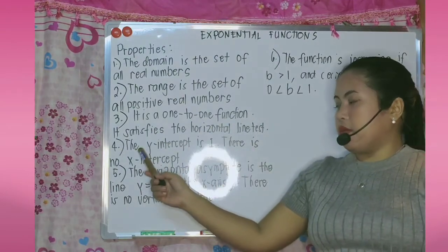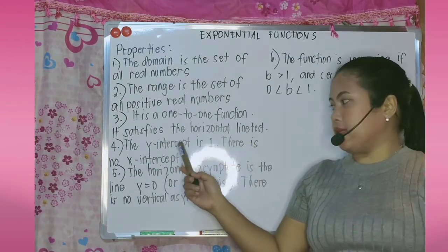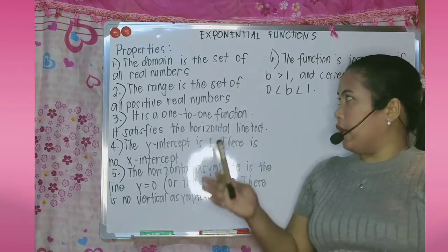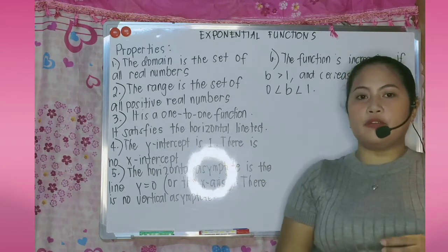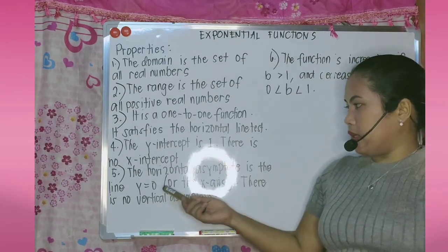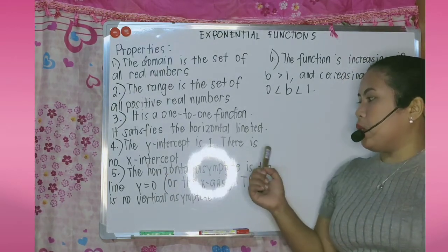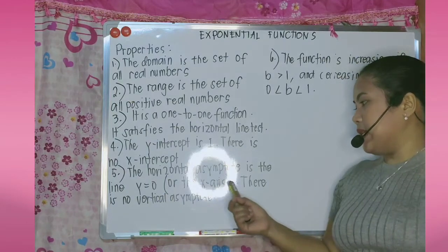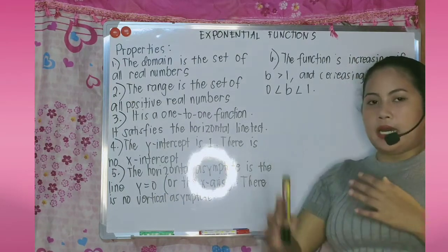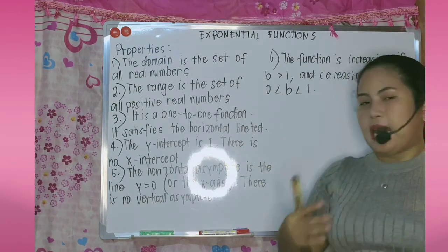Number 4, the y-intercept is 1. There is no x-intercept. So tandaan niyo po ito. In the properties of exponential functions, there is always no x-intercept. Then number 5, the horizontal asymptote is the line y equals 0, or the x-axis. Then again, tandaan nyo na there is no vertical asymptote.